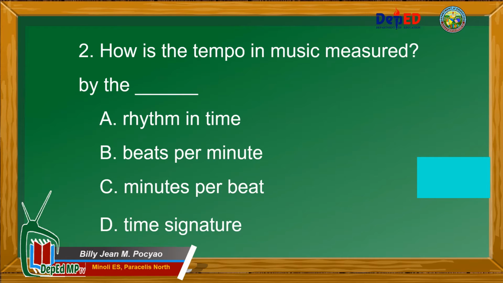Number 2. How is the tempo in music measured? Letter A. Rhythm in time. Letter B. Beats per minute. Letter C. Minutes per beat. And letter D. Time signature. The correct answer is letter B.